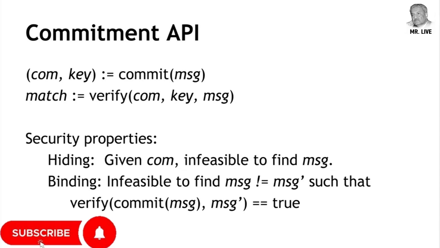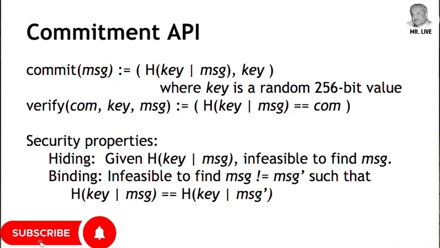Okay, so how do we know that these two properties hold? Well, first we need to talk about how we're going to actually implement commitments. The way we're going to implement commitments is like this. In order to commit to a value message, we're going to generate a random 256-bit value and call it the key. Then, as the commitment, we return the hash of the key concatenated together with the message. And as the key value, we're going to return the key.